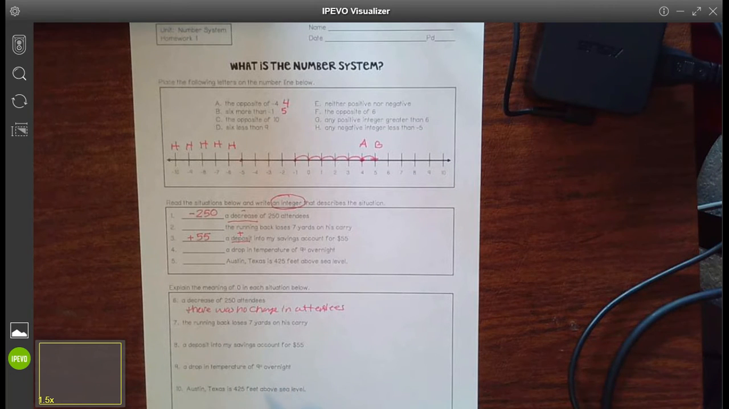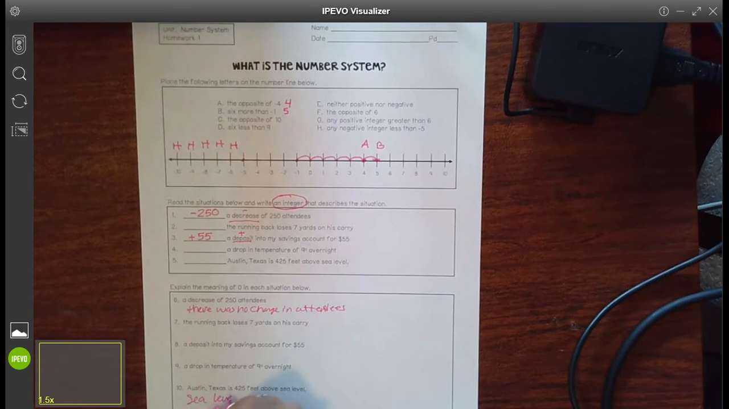What about if you were talking about the last one? Okay, what is 0 in terms of if you're talking about sea level? Well, 0 is actually right at sea level. Okay, so below sea level is negative, above sea level is positive, and at sea level is 0. So if you're talking about 0 in terms of sea level, it is at 0.